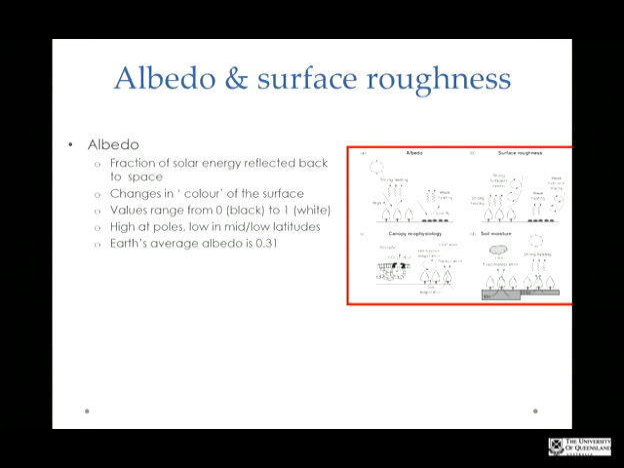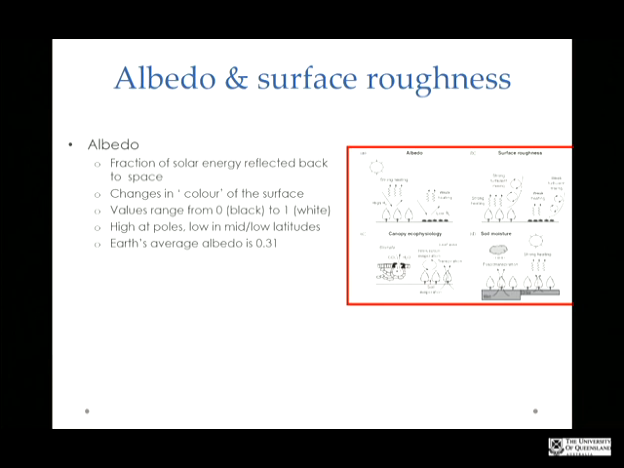If you ever go into a place that's got either black sand or black peat soils or anything like that, they get very, very hot. Walking on black sand is horrible if it's really hot. Albedo tends to be high at the poles because there's a lot of ice, and low in the mid and tropical latitudes because there's more forest. The average albedo is about 31. The ice is around about 85, something like that. Forest is around about 0.1.